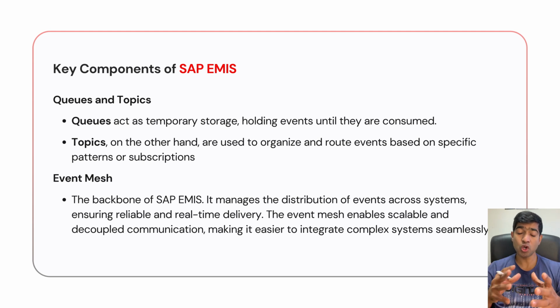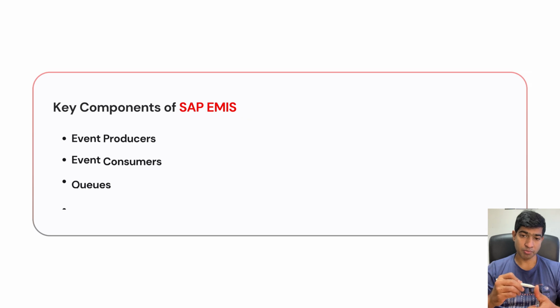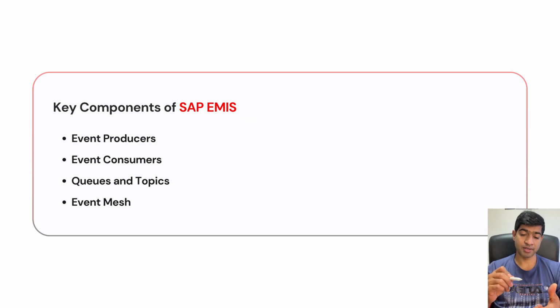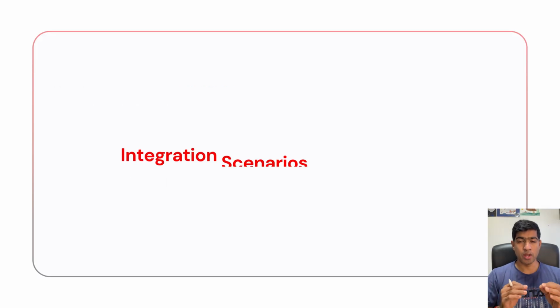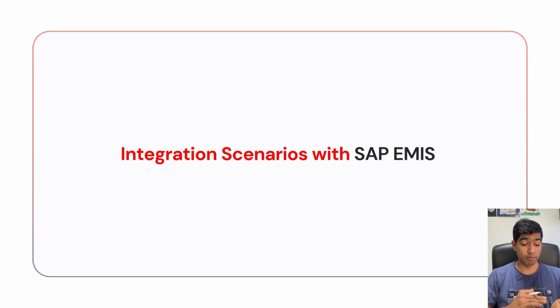Okay, so these are the main components of SAP EMIS. So now we have covered consumers, we have covered producers, topics, queues, and event mesh. So these are the key components of SAP EMIS. Let's look at how EMIS can be applied in real-world integration scenarios, showcasing its capabilities and power.